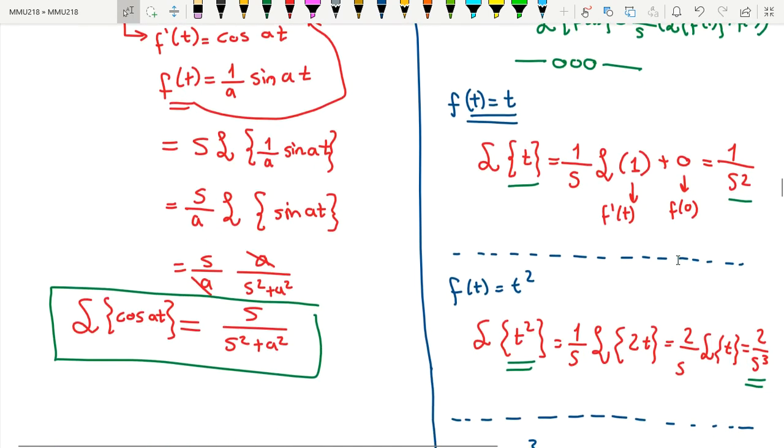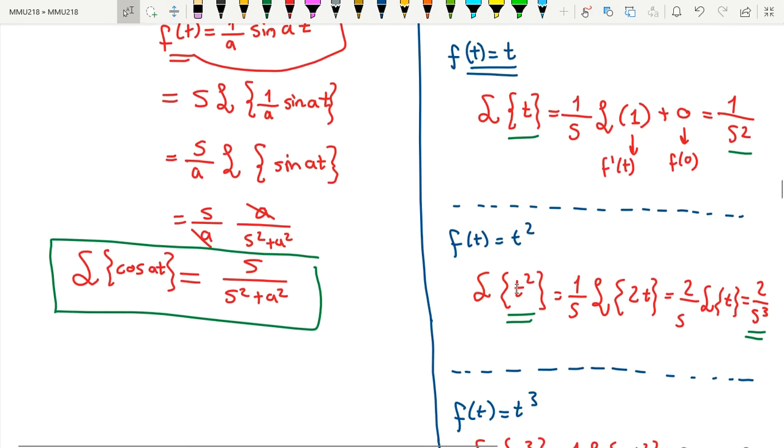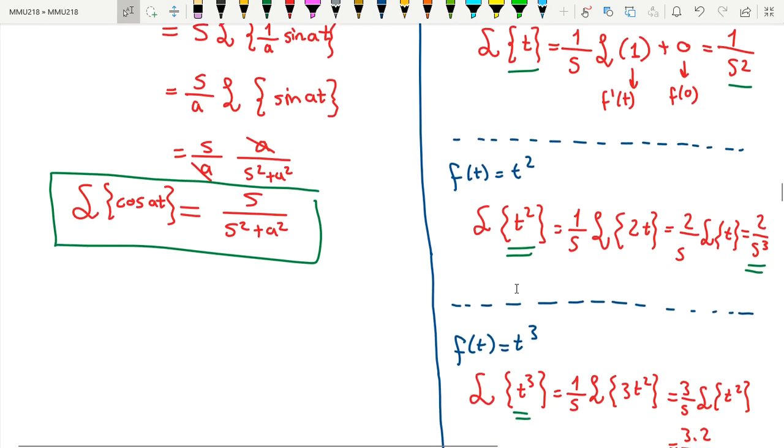So how about t squared? Same thing, 1 over s Laplace of 2t. Why Laplace of 2t? Because that's the derivative of t squared. So I pull out 2, I divide by s, that's going to be Laplace of t. Laplace of t is already 1 over s squared. So this Laplace of t squared goes to 2 over s cubed.